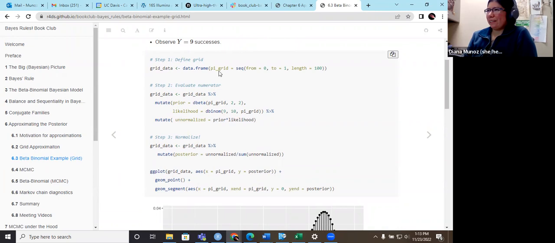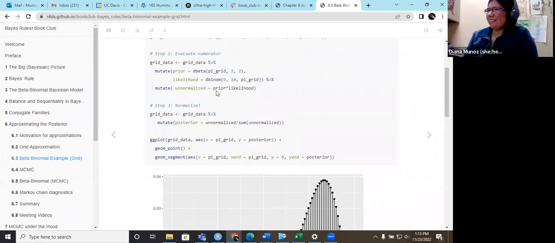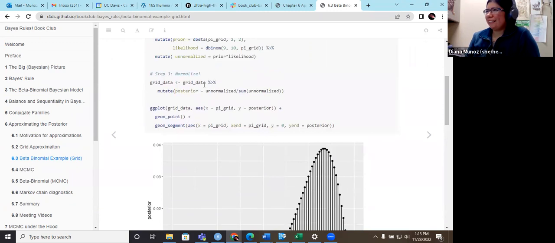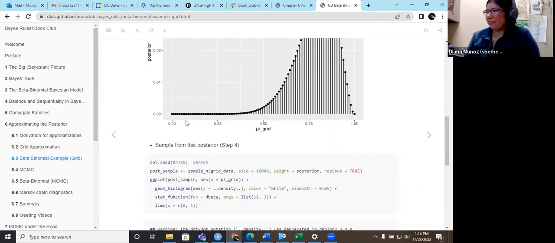Once you have your values assigned, you calculate your prior values using the beta distribution, and then your likelihood values using the binomial distribution. Then you calculate the unnormalized numerator, which is just the multiplication of the prior and the likelihood. Finally, to get your posterior estimate, you divide each unnormalized value by the sum of all the unnormalized values, and that gets you your approximated posterior.